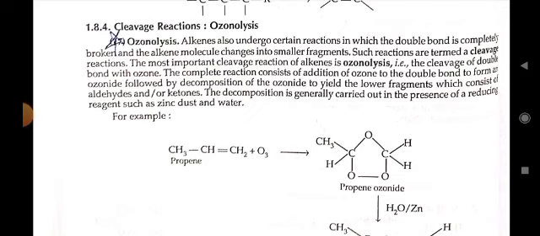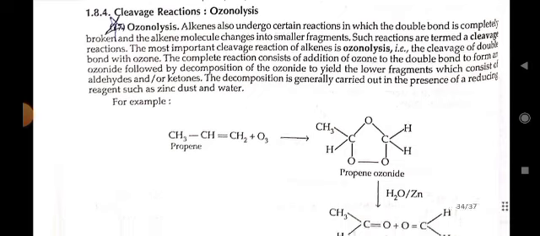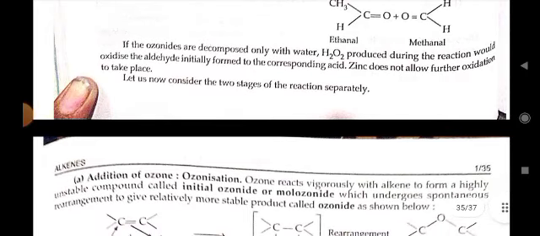The complete reaction consists of addition of ozone to the double bond to form an ozonide, followed by decomposition of the ozonide to yield lower fragments, which consist of aldehydes and/or ketones. The decomposition is generally carried out in the presence of a reducing reagent such as zinc dust and water. If the ozonides are decomposed only with water, H2O2 produced during the reaction would oxidize the aldehyde initially formed to the corresponding acid. Zinc does not allow further oxidation to take place.